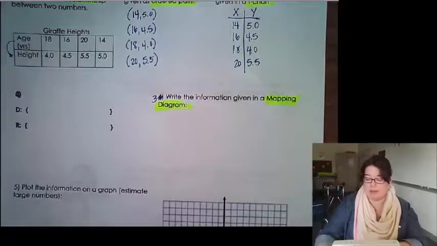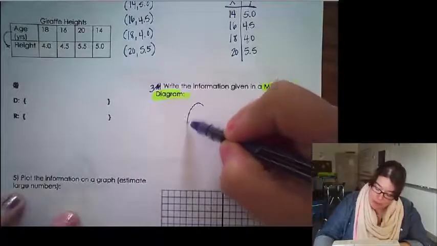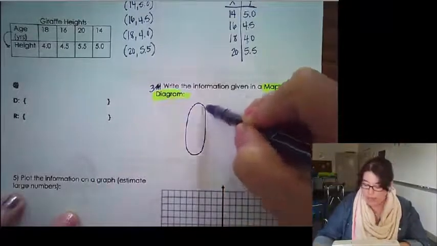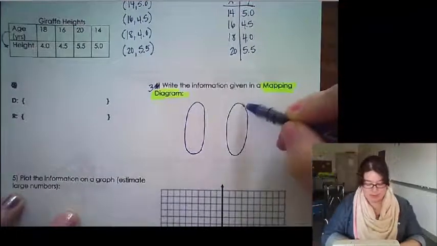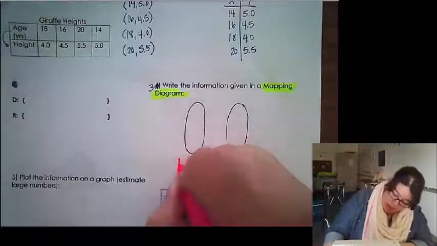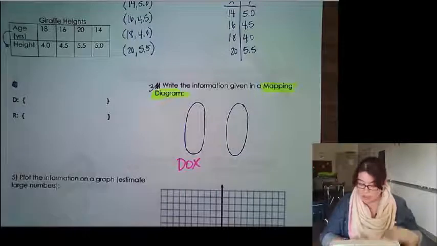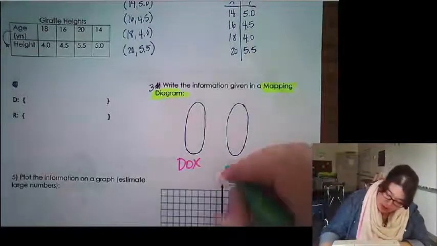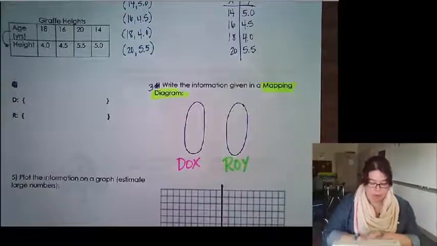Mapping diagram is awesome. Here's how this works. You're going to draw a big circle on the left, a nice long oval, and a nice long oval on the right. This first oval is going to be our Docs oval. That's going to be our X values. And our second oval is going to be our Roy oval. So we have a Docs oval and a Roy oval.